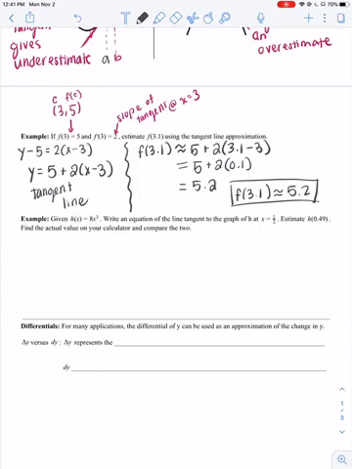We need to know a few things. We need to know what the point is. So at 1/2, we need to know the y value. So we need to find h of 1/2. And that's going to be 8 times 1/2 cubed, and 1/2 cubed is 1/8. 1/8 times 8 is 1. So our point is 1/2, 1.